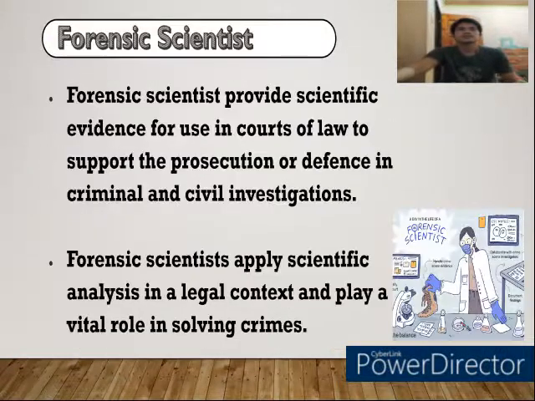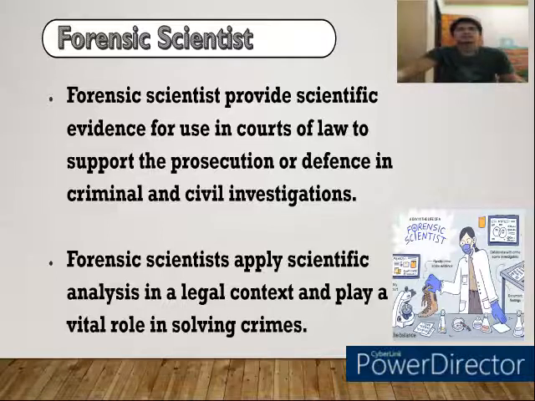The next slide is the forensic scientist. Forensic scientists provide scientific evidence for use in courts of law to support the prosecution or defense in criminal and civil investigations. Forensic science is intended to be used in court because scientific evidence can be very powerful. So the forensic scientist must be accurate, methodical, detailed, and above all, unbiased to the information they get.